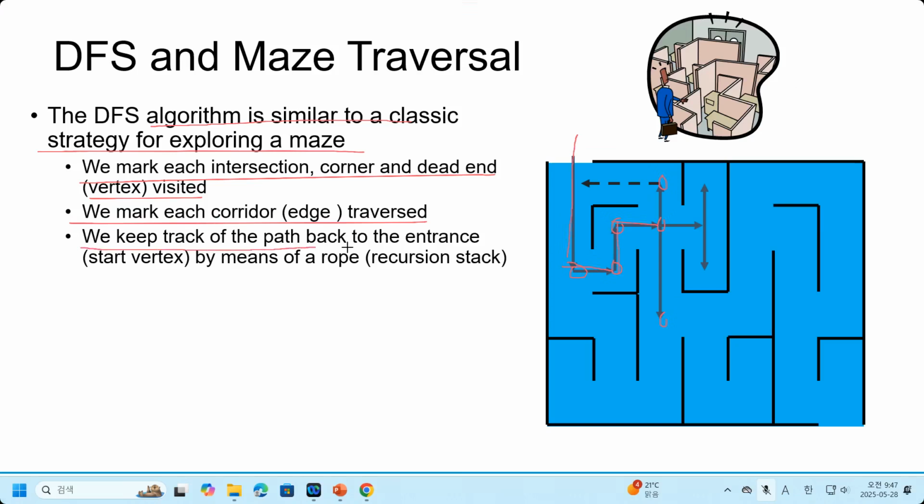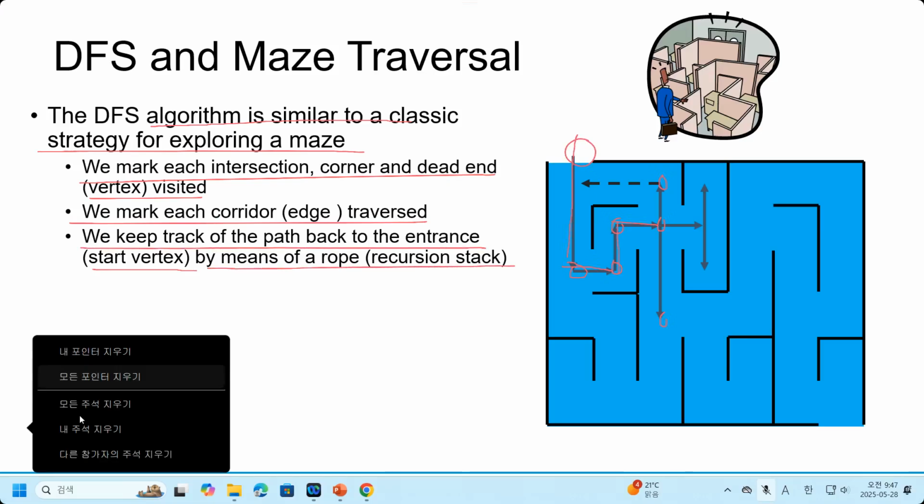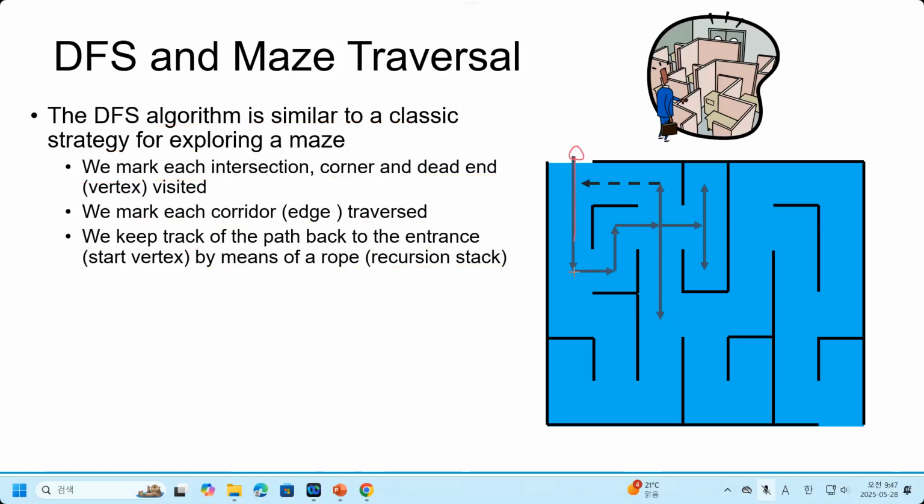And we keep track of the path back to the entrance. So for example, this is the starting vertex, by means of a rope or recursion step. So if you start from here, okay, if we can go here, then go next. We can go here and then check next, and check next. If it is a loop or a cycle, then go back. So we go to the next. And if this is a dead end, go back. If this is a dead end, go back. And then go here, and then go forward, and so on.